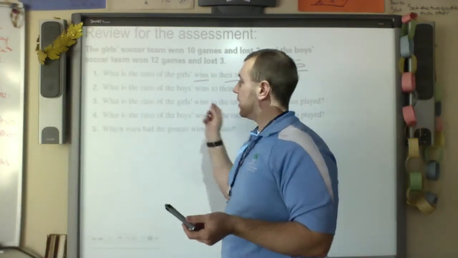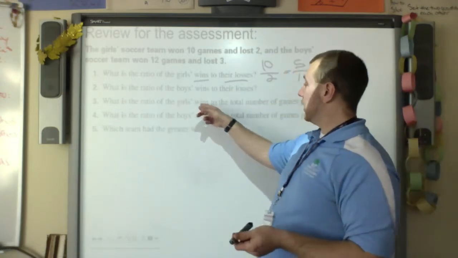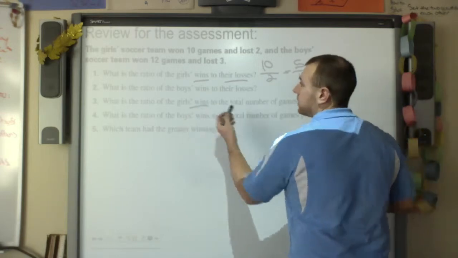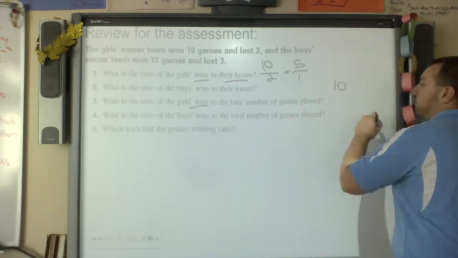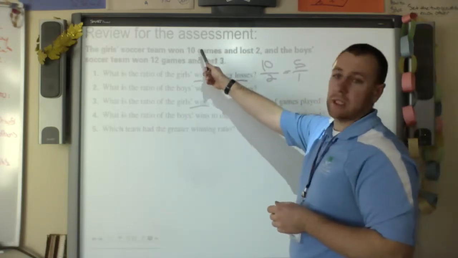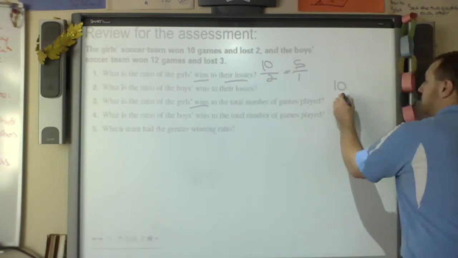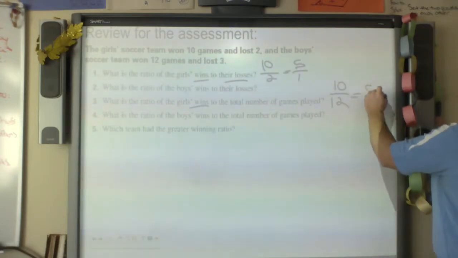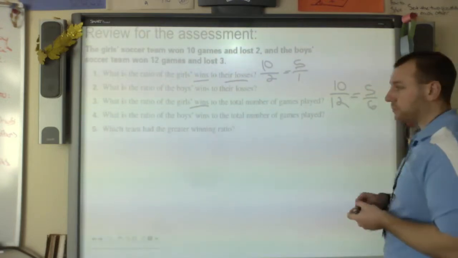1. Then in number 3 it says, what's the ratio of girls' wins to the total number of games played? Well, wins, we know they won 10. But then they won 10 and lost 2, so that's a total of 12 games that they played. So that reduces down to 5/6.